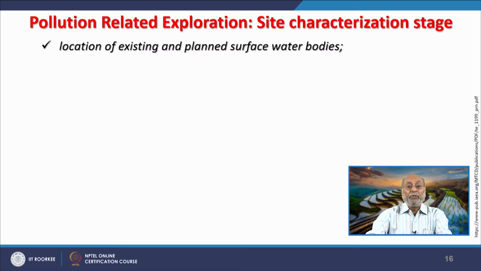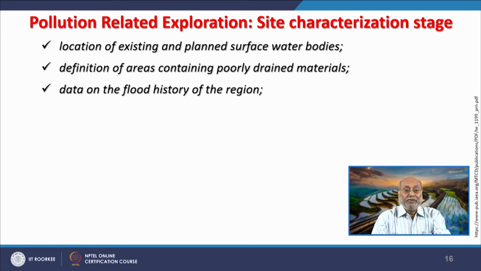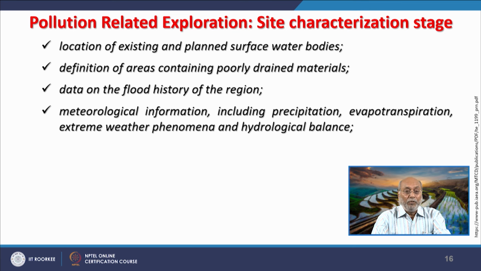Further, for a detailed understanding of site characterization, we require the existing and planned surface water bodies, because the nearby surface water bodies have to be studied, and their water quality has to be studied. Definition of areas containing poorly drained materials is also needed. Data on the flood history of the region is another requirement. So, that has to be understood before any site is chosen for waste disposal.